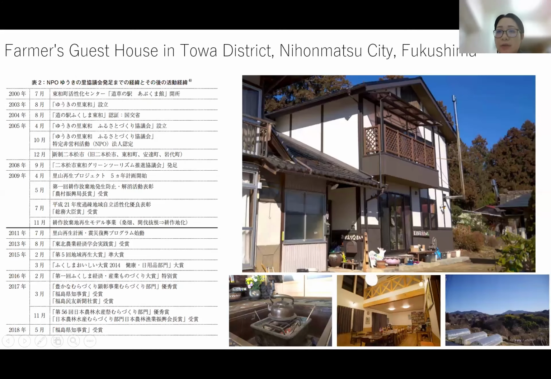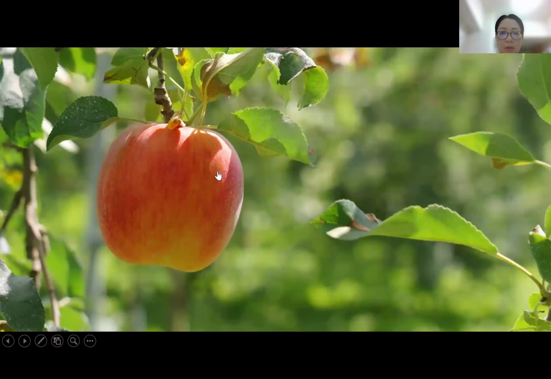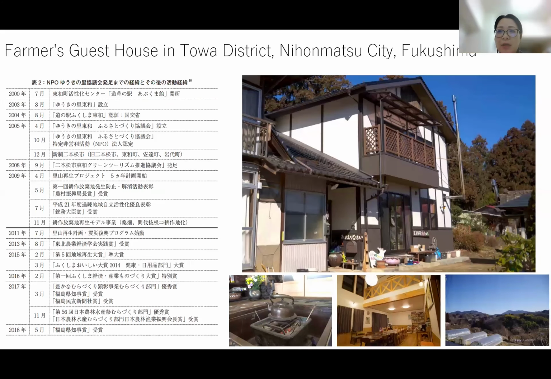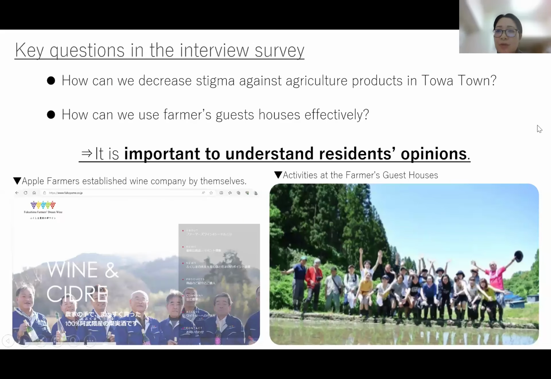Yes, so there are 25 owners keeping their house for guests from other areas. They want to learn what happened in Towa Town in Fukushima. They want to know the current situation and how to protect and continue their community. Also, I went there many times for 10 years and asked the people, do you need help? Through an interview survey.